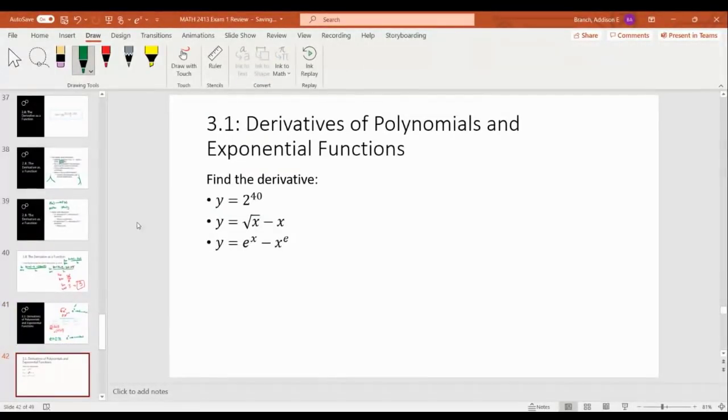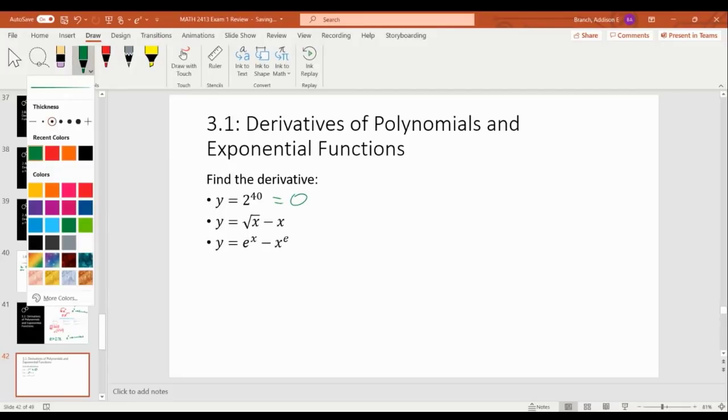All right, so for this one, we'll go ahead and just show some quick ones with these rules. For the first one, we have y equals 2 to the 40th. With that one, we have 2 as a constant raised to another constant, so when we take the derivative of a constant, that's just 0.